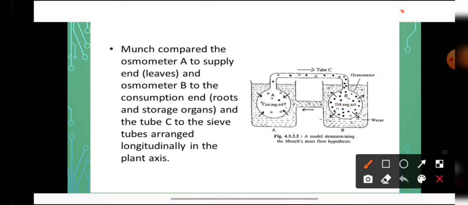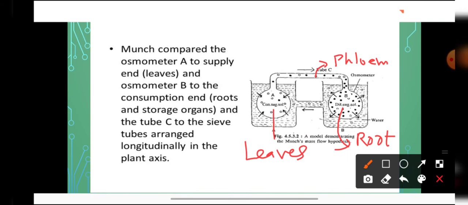So students, Münch has compared these two osmometers. Münch has compared osmometer A to the supply end, that is, to the leaves which are manufacturing food or solute particles, and he has compared osmometer B to the consumption end, that is, to the root part or to the storage organs. And tube C has been compared with what, students? It has been compared with the phloem.